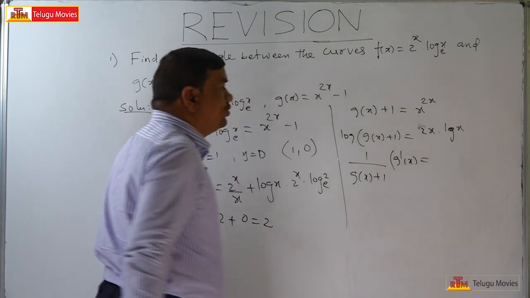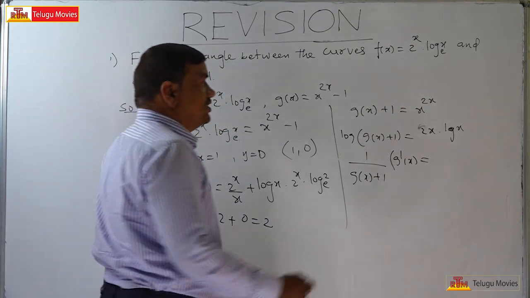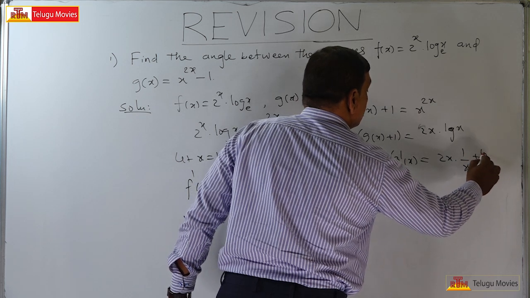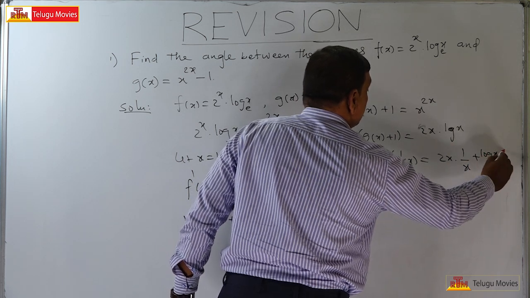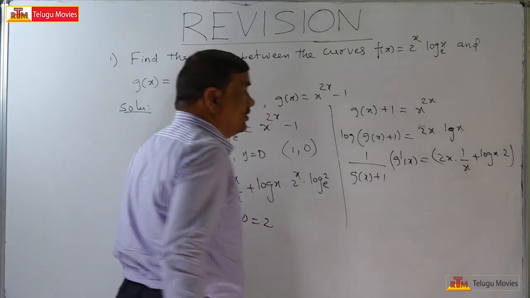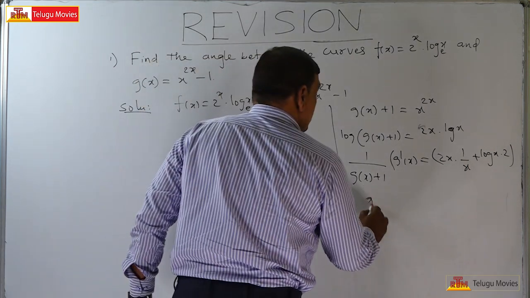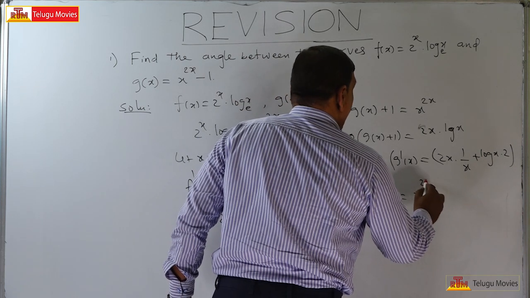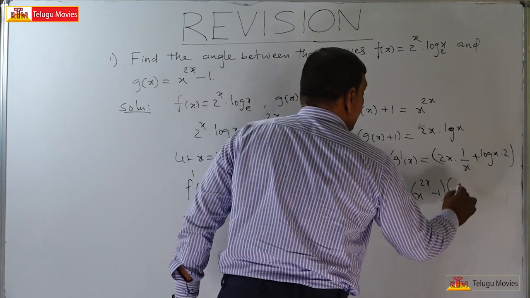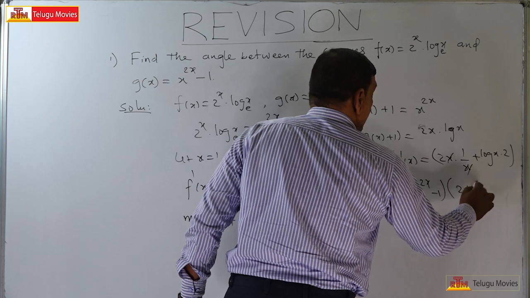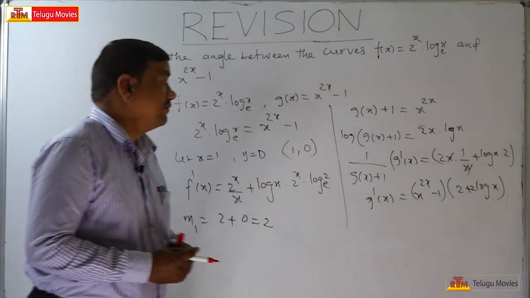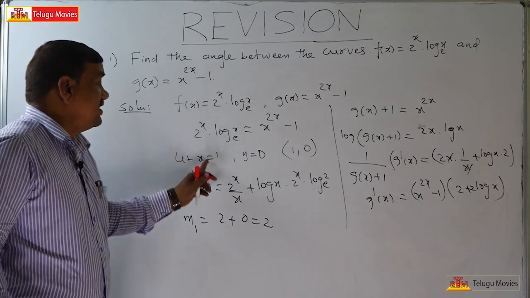This is equal to, using the u into v formula, 2x into the derivative of log x, which is 1 by x, plus log x into the derivative of 2x, which is 2. Understand? So therefore g dash of x is equal to x to the power of 2x minus 1 into x, the x cancels, 2 plus log x to the base 2. Understand? Right. Now at x is equal to 1.